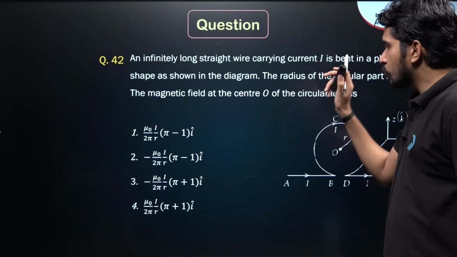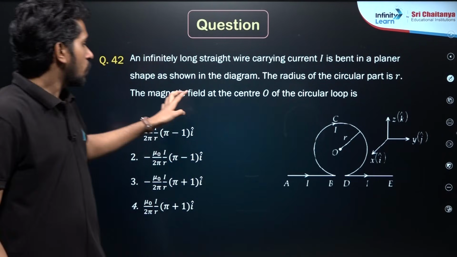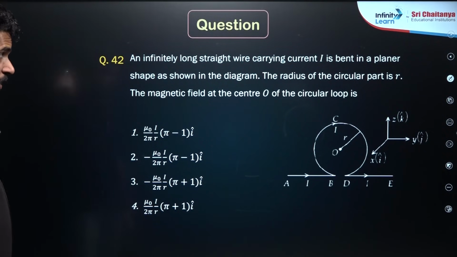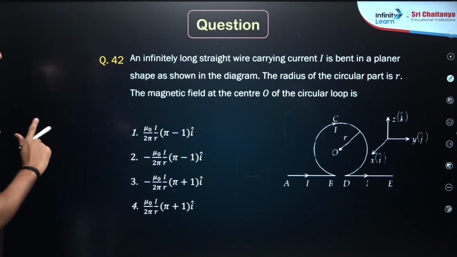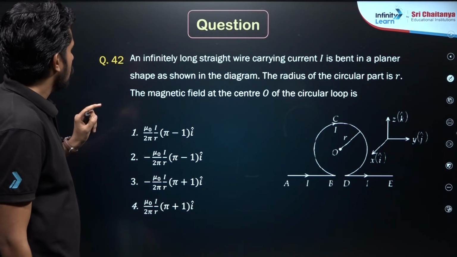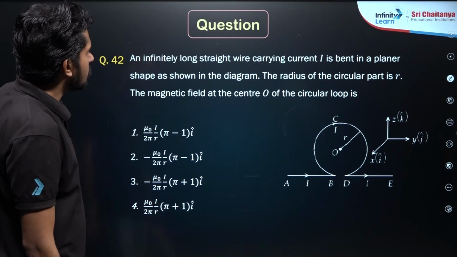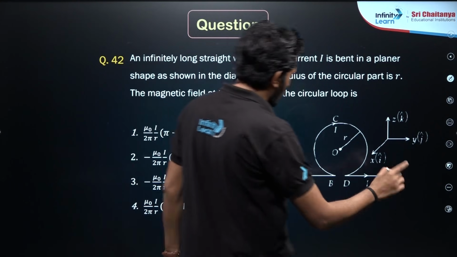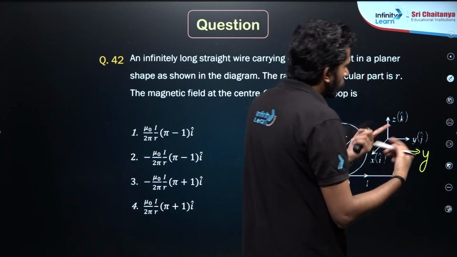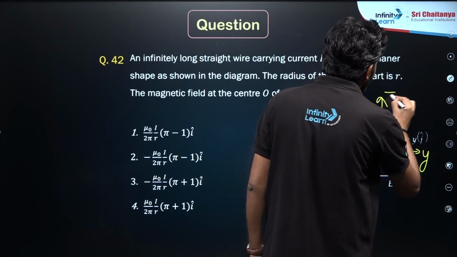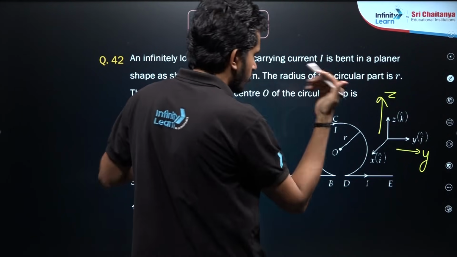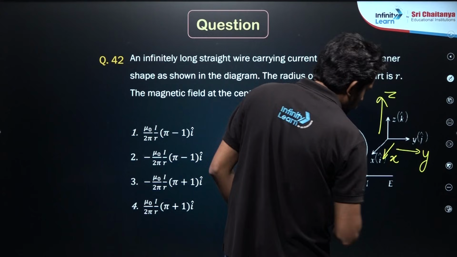Now let's move to the next problem. For magnetic field, an infinitely long straight wire carrying current I is bent in a planar shape as shown in the diagram. The radius of the circular part is r. The magnetic field at the center is x. Okay, so now let me clear one thing. This is y direction or positive j cap. This is z direction or positive k cap, and this is the x direction or positive i cap.